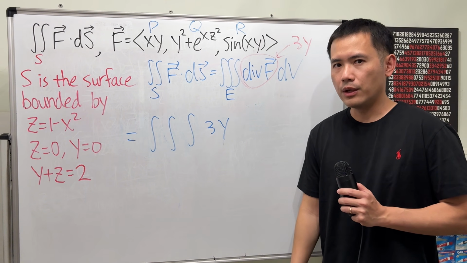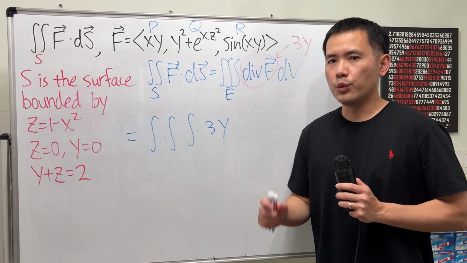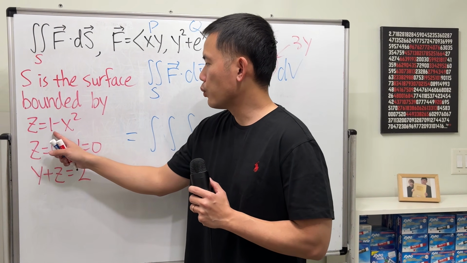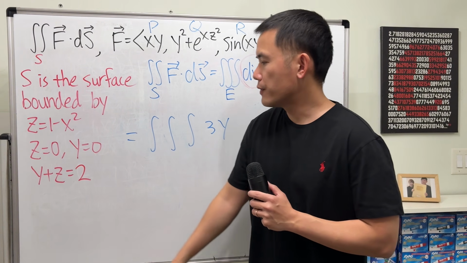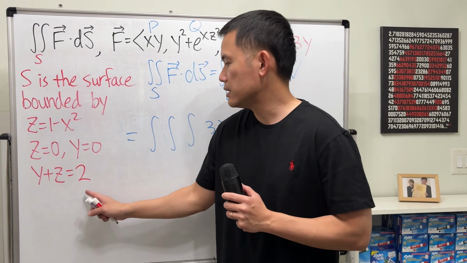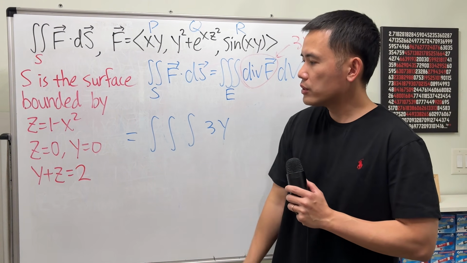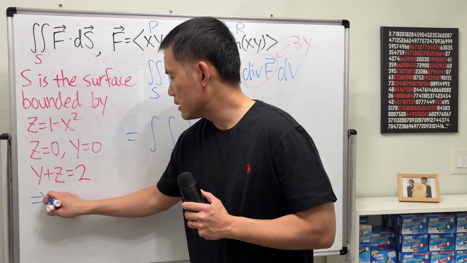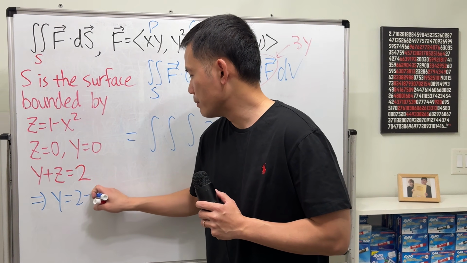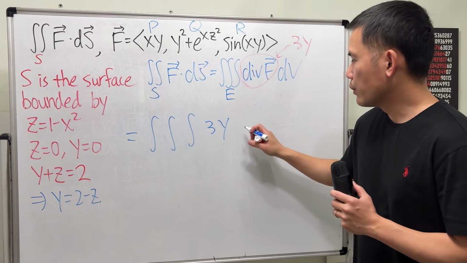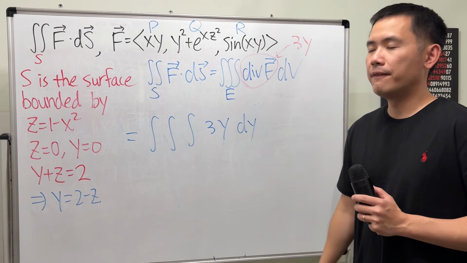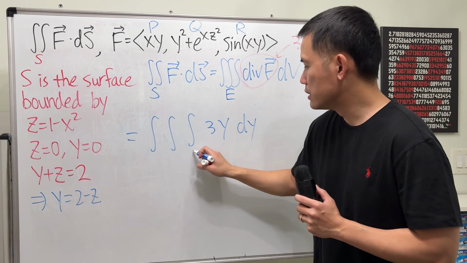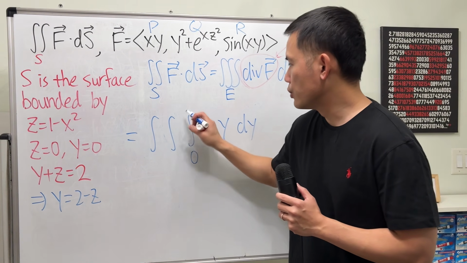Now we have to make our selection. Which differential do we want to do first? Let's have a look. We have z is equal to 1 minus x squared. However, here we also have y plus z is equal to 2. In this situation, it will be easier if you isolate the y from here, which you get y equals 2 minus z. And in fact, I would like to start with y first. So in the y world, y is equal to 0, and you go up to 2 minus z.